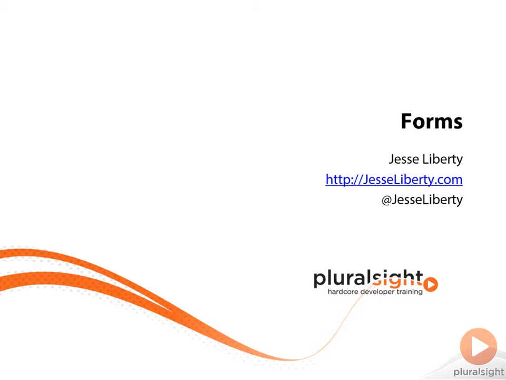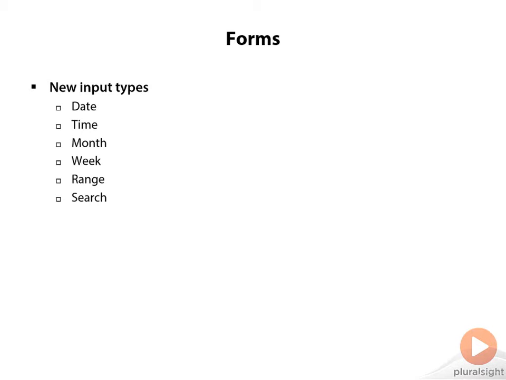HTML5 significantly alters the way we gather data in forms. The biggest changes are to the input types, which now include such specialized input types as date, time, month, week, range, and then there's an input type for searching, for telephone numbers, for email addresses. There's a color picker as an input type.